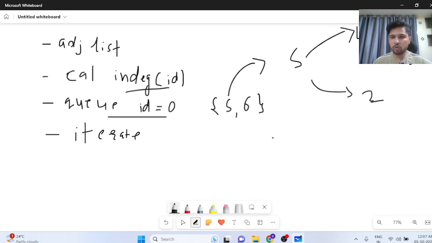Okay, so this will go into the queue. So your 5 is out, but now your 4 is added in the queue. Okay, then, or maybe I can put it here. So 5 is out and now we have 4 and 6.